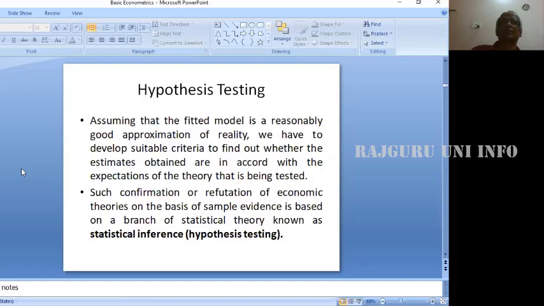So the model needs to be suitably tested. So we have to develop suitable criteria to find out whether estimates obtained are in accord with the expectations of the theory that is being tested. Such confirmation or refutation of economic theories on the basis of sample evidence is based on a branch of statistical theory known as statistical inference.